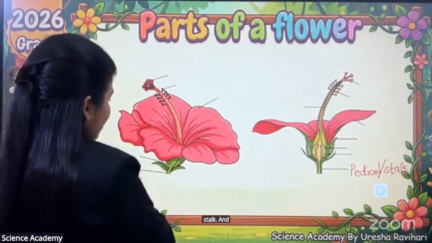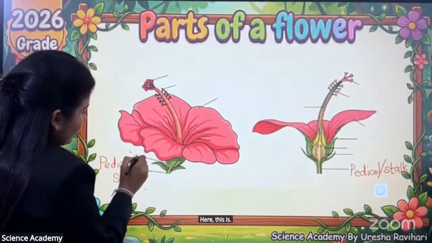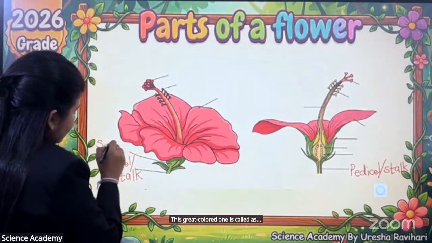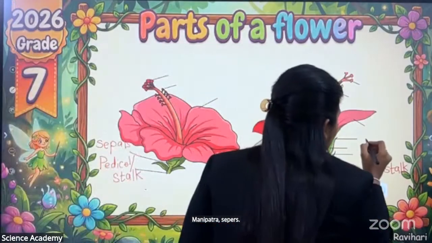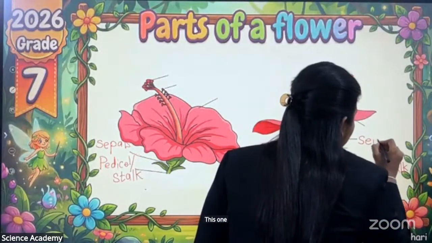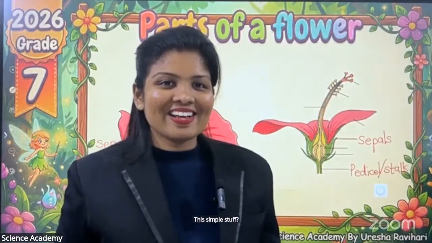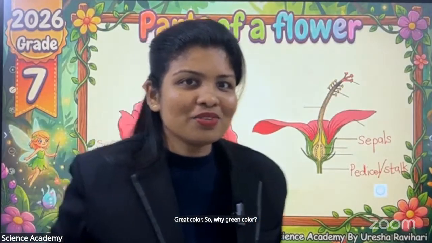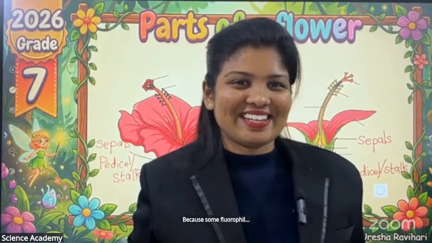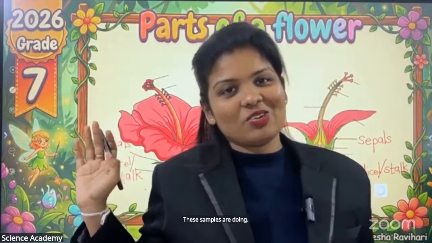And then children, once again, here this green colored one is called the sepals. Here also sepals. This one, sepals. Children, keep it in your mind, these sepals are green in color. So why green color? Because of chlorophyll present in it. Because of this chlorophyll, these sepals also do photosynthesis, children.